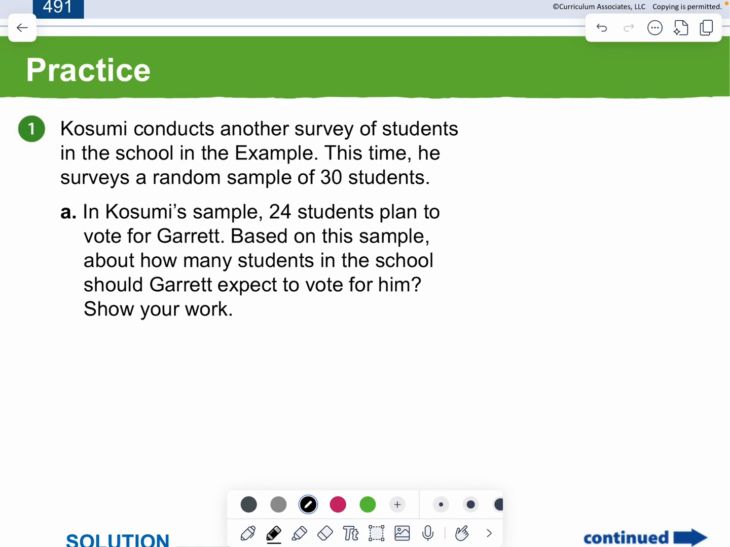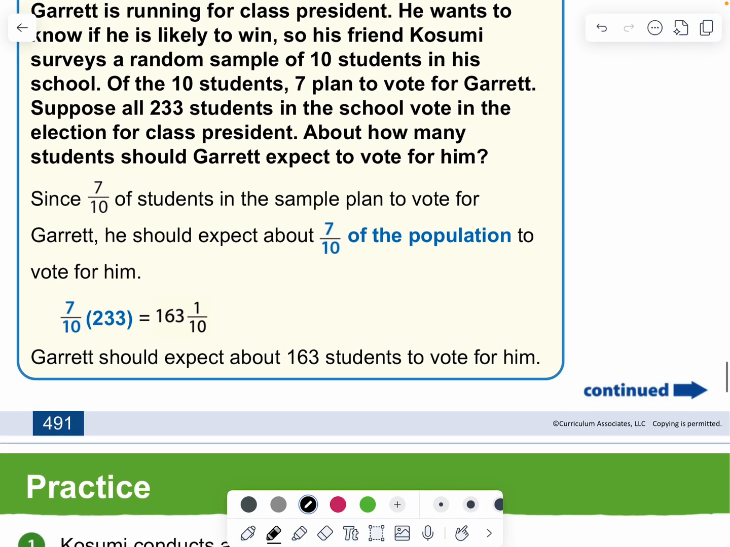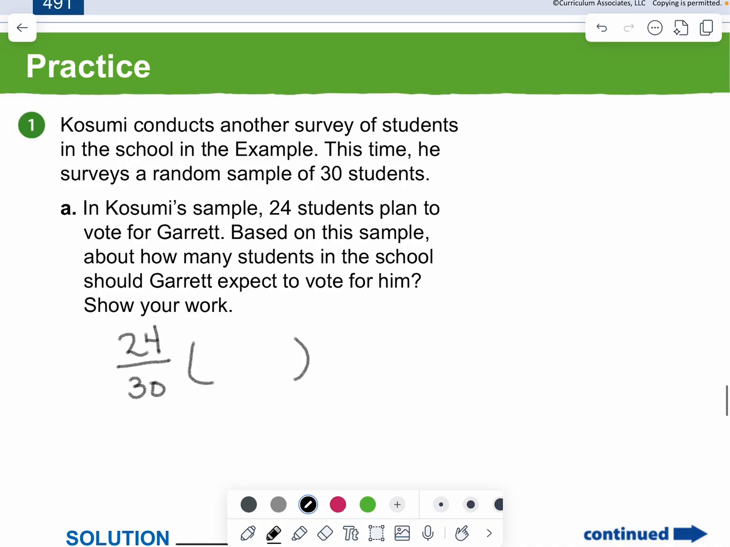Kasumi conducts another survey of students in the school in the example. This time he surveys a random sample of 30 students. In Kasumi's sample, 24 students plan to vote for Garrett. Based on this sample, about how many students in the school should Garrett expect to vote for him? So this time we have 24 out of 30 times our population of the school, which was 233.